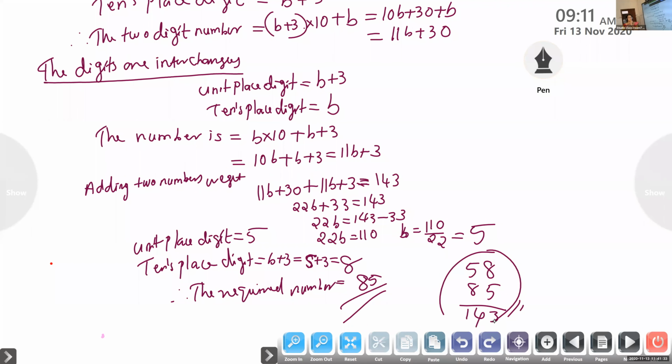85 is the required number. When we interchange, we will get 58. You can check whether our answer is correct or not by adding 58 plus 85 equal to 143. Very important question. So study this question first. Write and study this question first. After that, you can do the previous question I have given. Okay? All of you over this one?